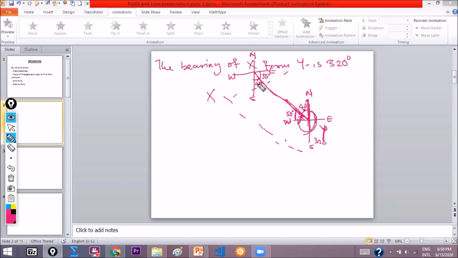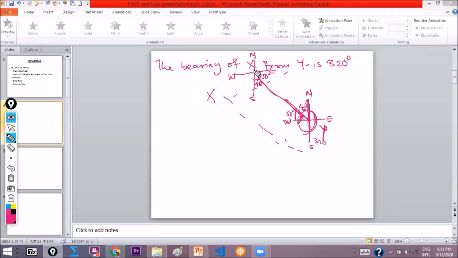So, okay, do you know how he got 140? No, ma. You don't know how he got 140. Okay, this is how he got 140. Now the question says, what is the bearing of Y from X? From X.